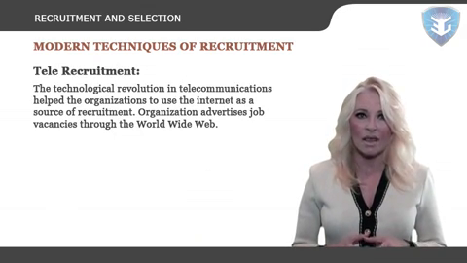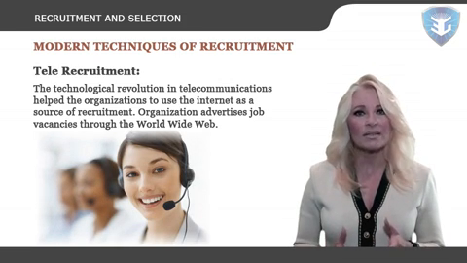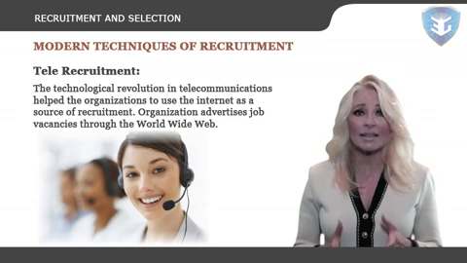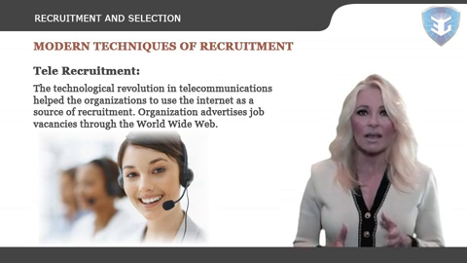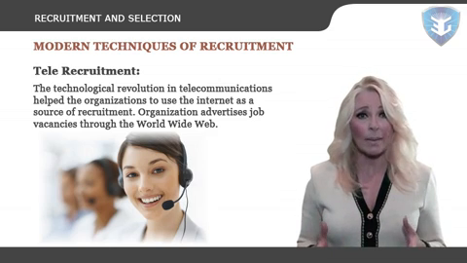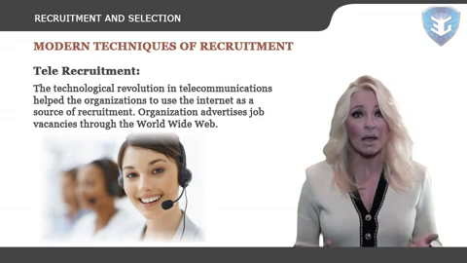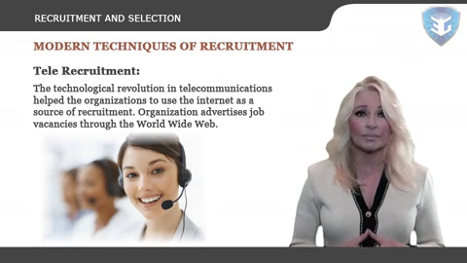Tele-recruitment. The technological revolution in telecommunications helped the organizations to use the internet as a source of recruitment. An organization advertises job vacancies through the World Wide Web. The job seekers send their applications through email using the internet.